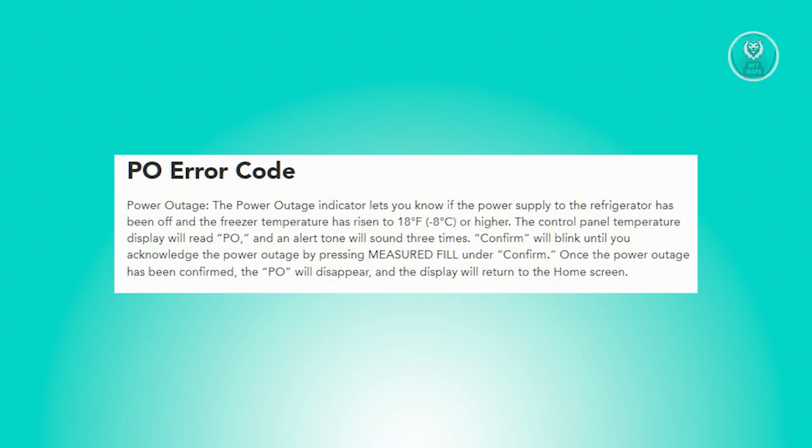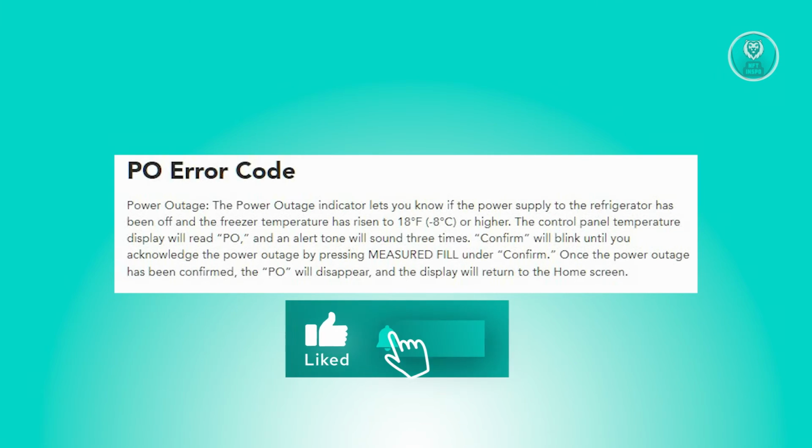The power outage notification indicator serves to inform you when the refrigerator's power supply has been disrupted, causing the freezer temperature to increase to 18 Fahrenheit or -8 Celsius or above. When this occurs, the control panel's temperature display will show PO, accompanied by 3 alert tones.